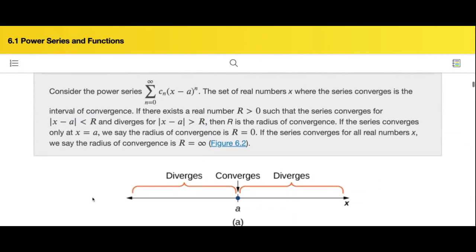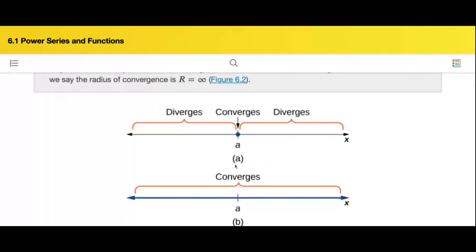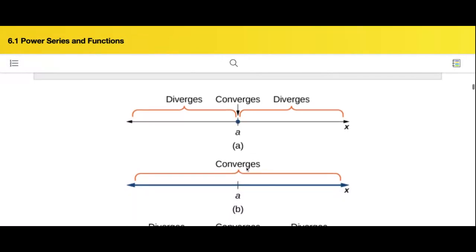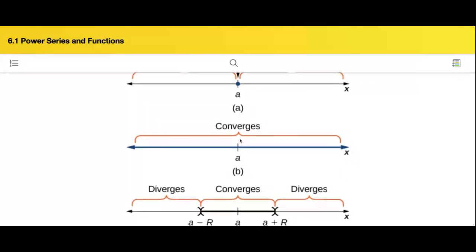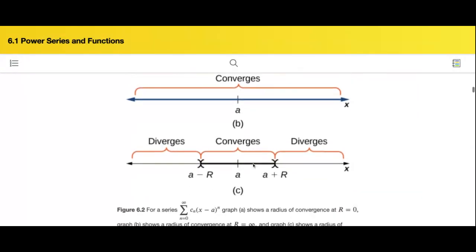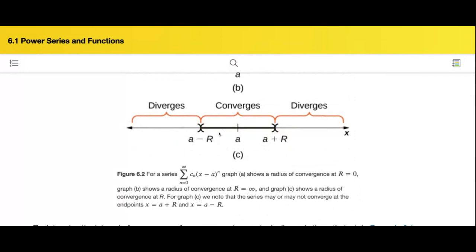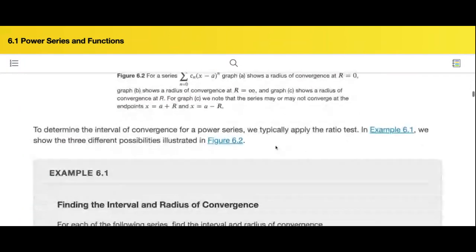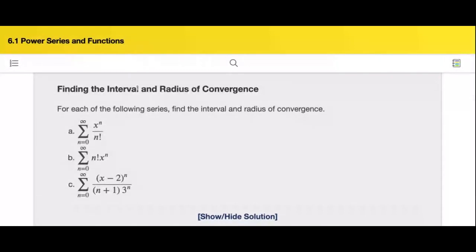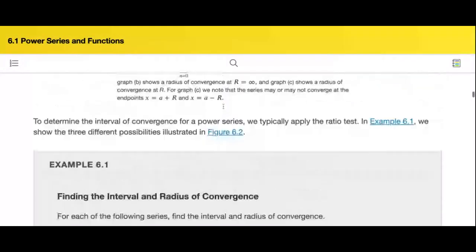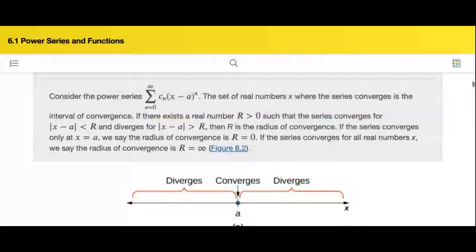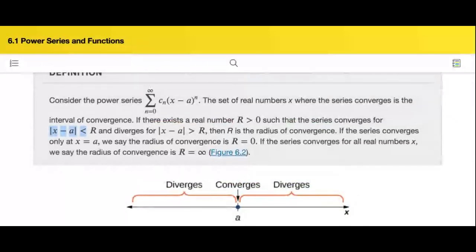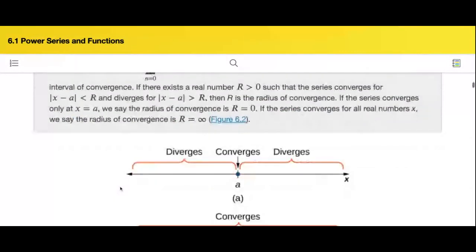All right, we can use this real number line to represent it. The series always converges at its center a. And maybe the series converges for all real numbers. Maybe the series converges on a certain interval, from a minus R up to a plus R. So I have three situations of convergence. And how do we find the interval and radius of convergence? We basically use the definition, because we need the absolute value of x minus a less than a finite number. Okay, so we use this.